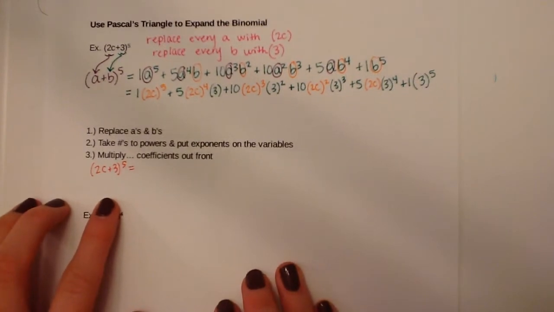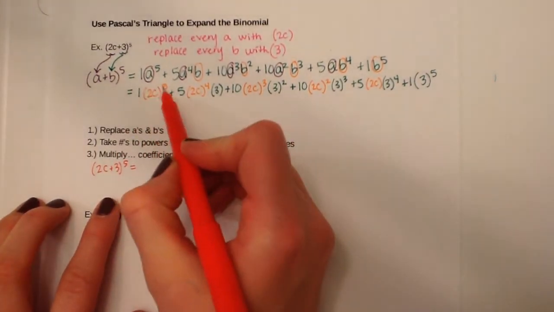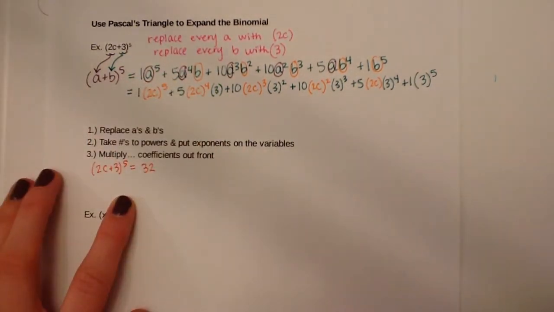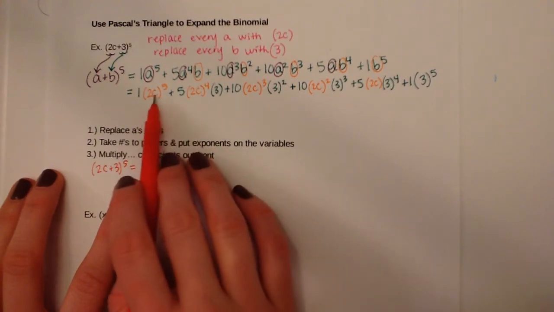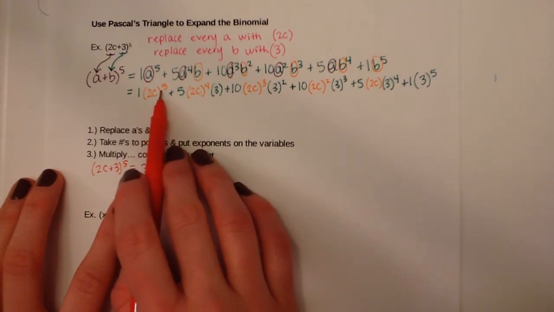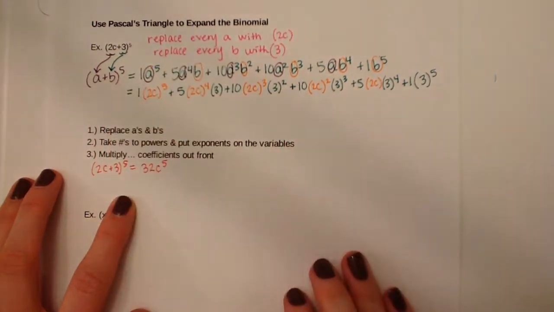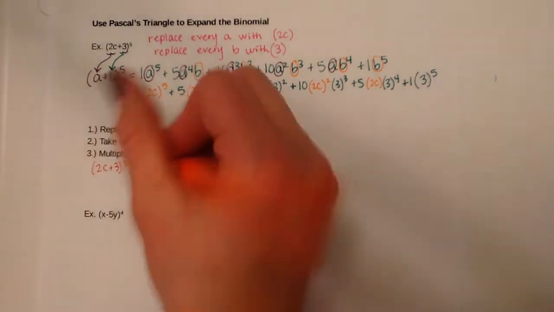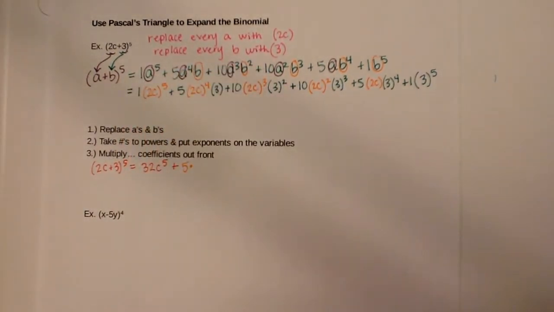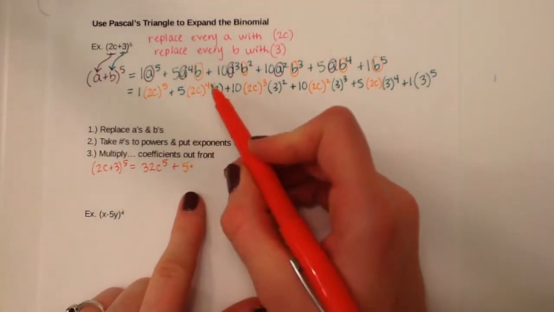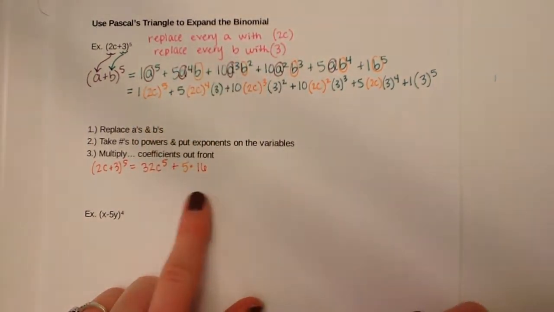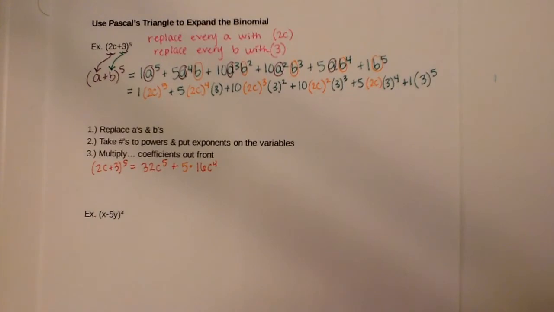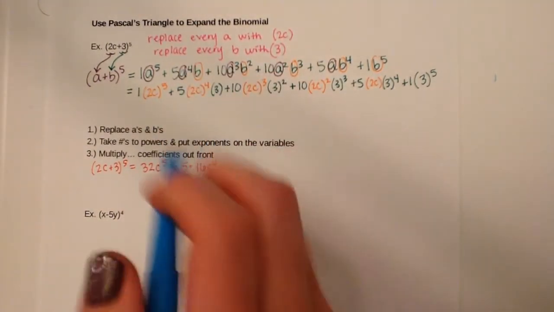That's going to equal, so if we take 2 to the 5th power, that's going to give you 32. And then put the exponents on the variable. So this variable, we're just going to stick the exponent on it. So it's going to be c to the 5th. Plus, so we have 5 times 2 to the 4th. It's going to give you 16. And stick the exponent on the variable, so c to the 4th. Times 3.